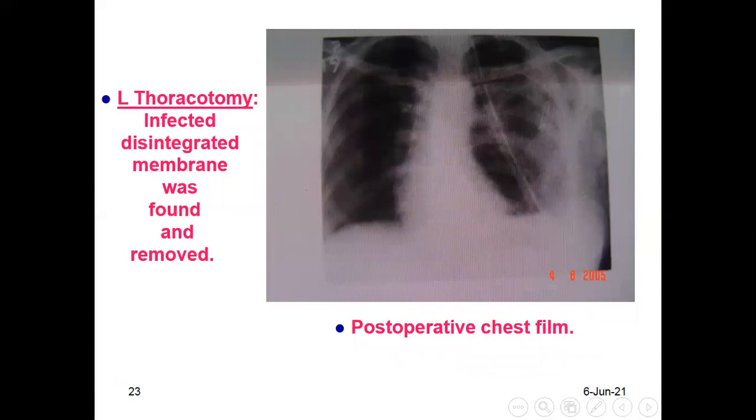Left thoracotomy revealed an infected, disintegrated membrane, and that membrane was removed via thoracotomy, and the patient had a smooth post-operative course. As you can see, the post-operative chest film showed a fully expanded left lung.